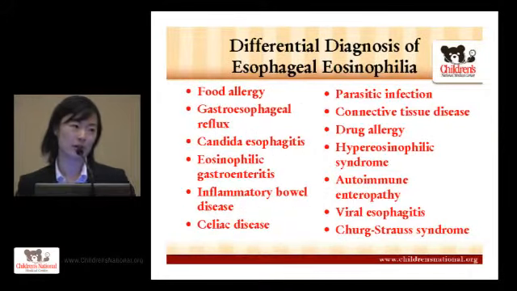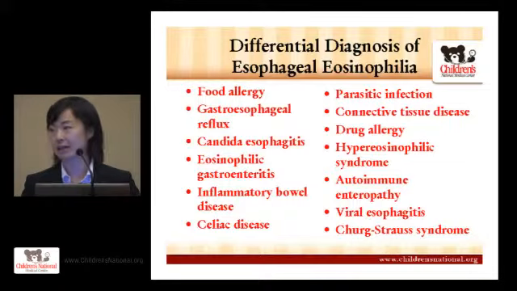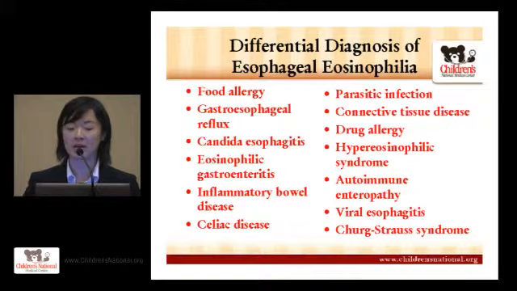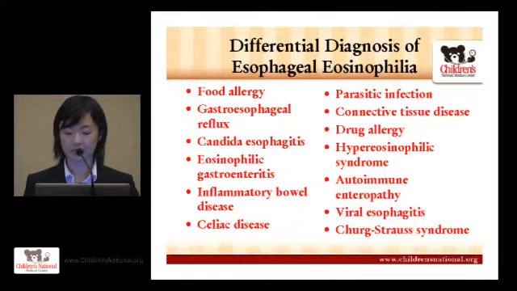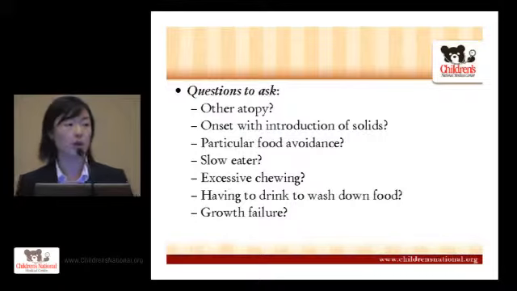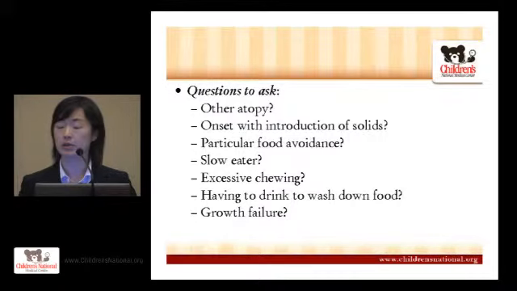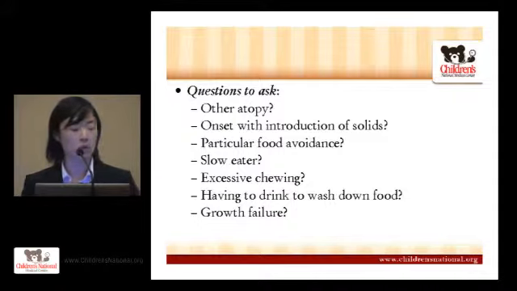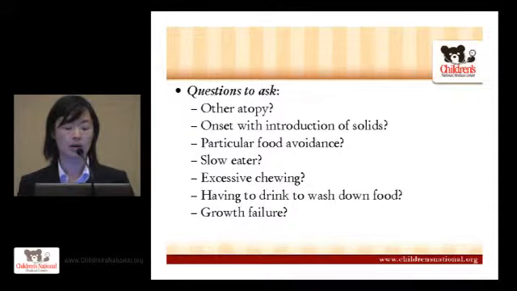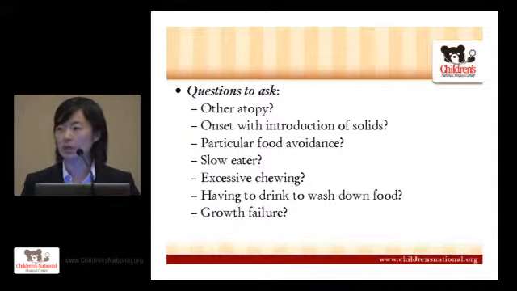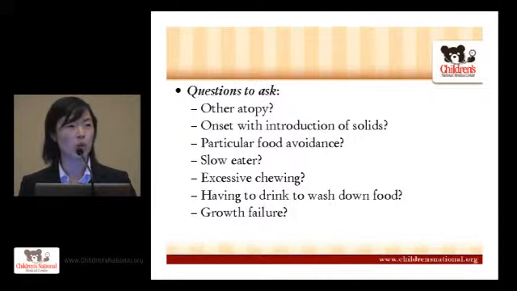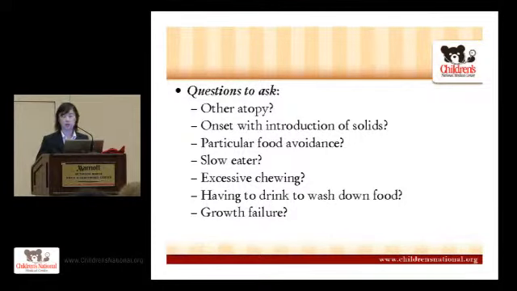You can see the differential diagnosis of esophageal eosinophilia is quite large. The most common distinction that has to be made is between food allergy, so EE, or gastroesophageal reflux. Some questions you might want to ask yourselves or your patients: Is there any other atopy present? Is the onset of symptoms with the introduction of solid foods, typically aged 6 to 24 months, which is when we start to see the manifestations of EE? Any particular food avoidances in your kids? Do the children have any difficulties feeding, including slow eating, excessive chewing, or having to drink water to wash their food down? And of course, has there been any growth failure?